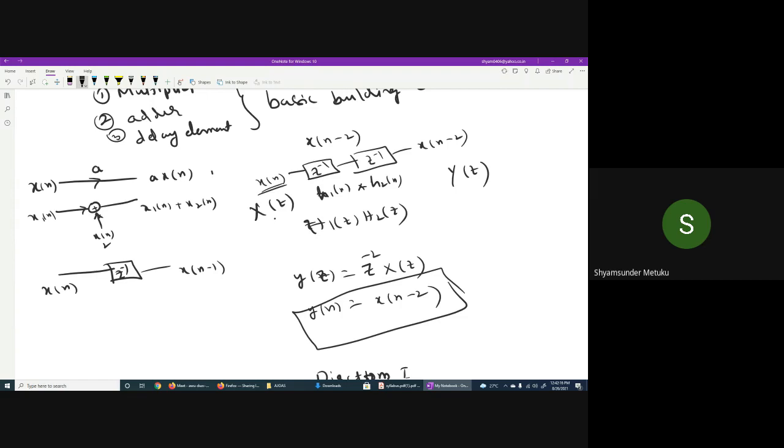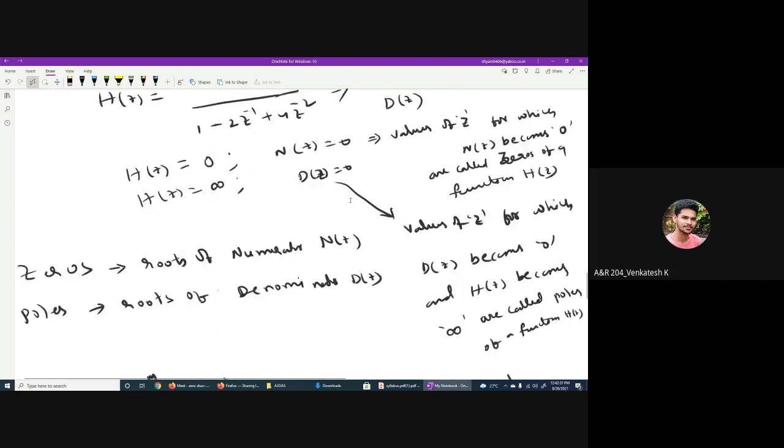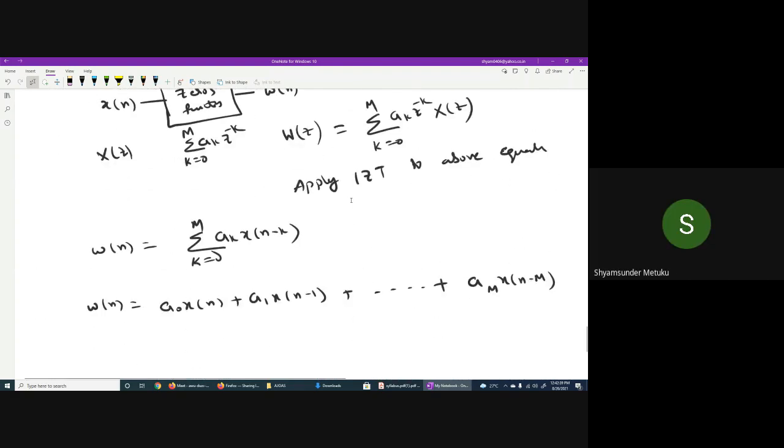This is the multiplier. This is the adder. This is the delay element. Is it okay? The symbols are important. If you don't know the symbols, then structure realization is tough. Is it clear? Okay, let me go back to here.